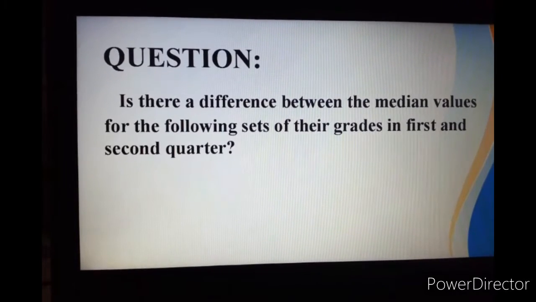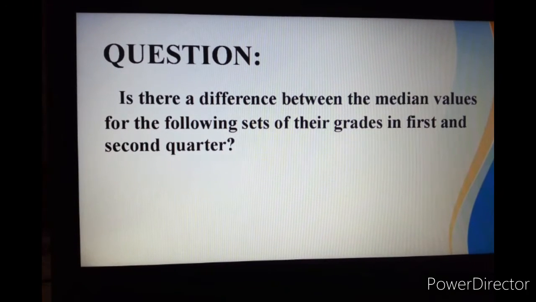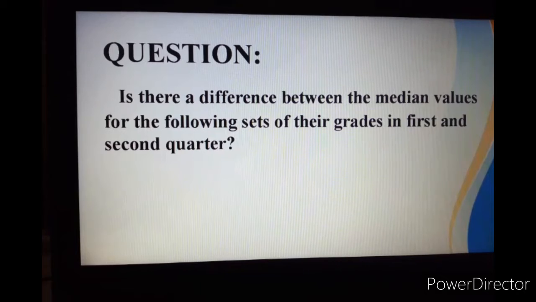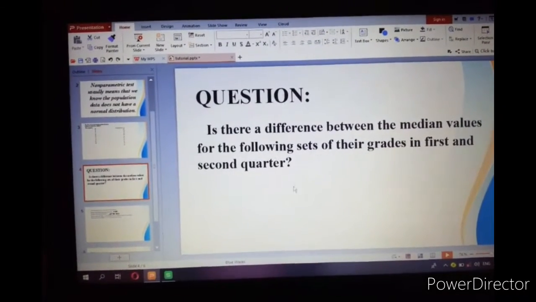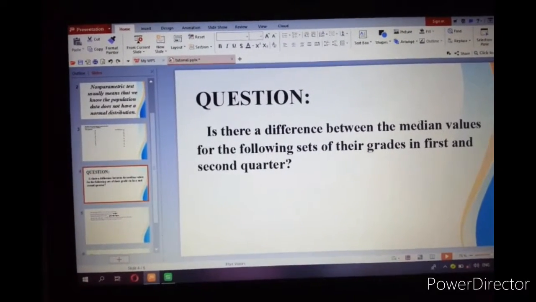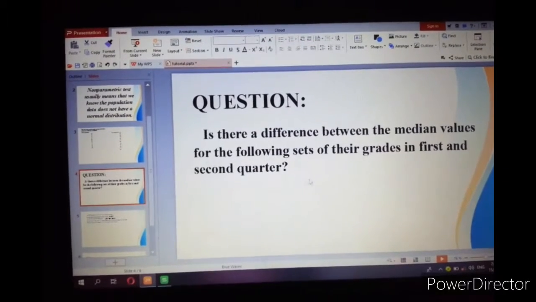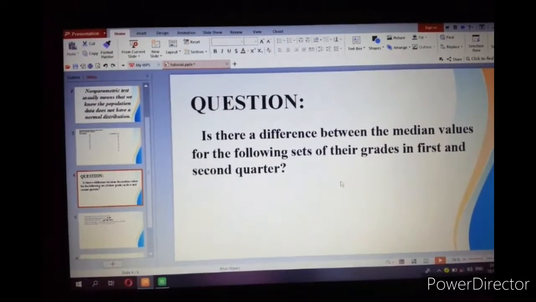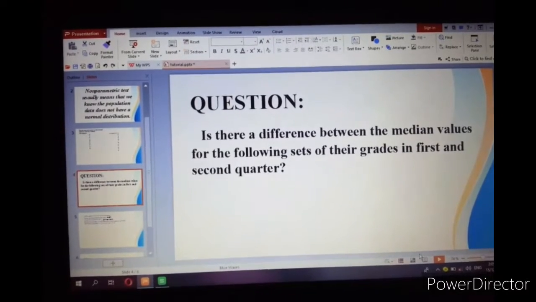The question is, is there a difference between the median values for the following sets of their grades in first and second quarter? The appropriate method for the nonparametric test for this question, since our highlight is all about the median, so we need to compute the difference between the median values of the two sets. So we're going to use Wilcoxon signed ranks.